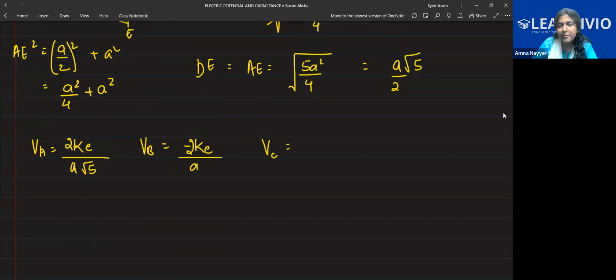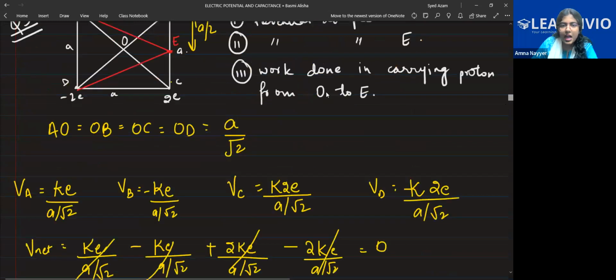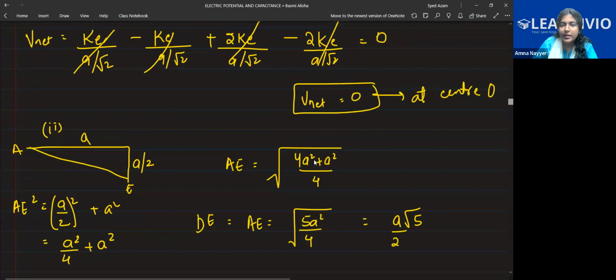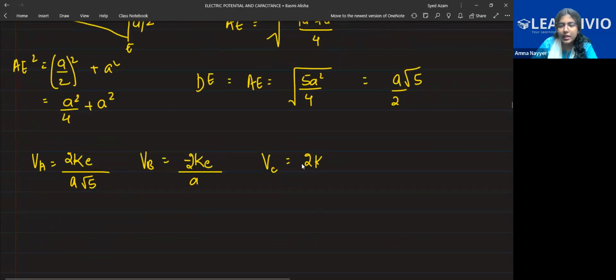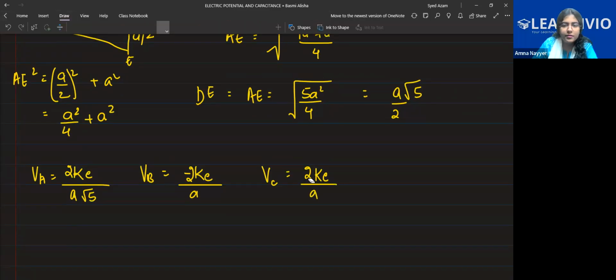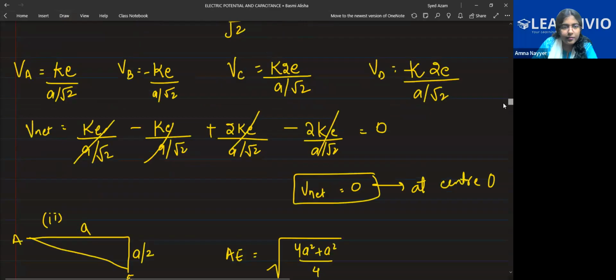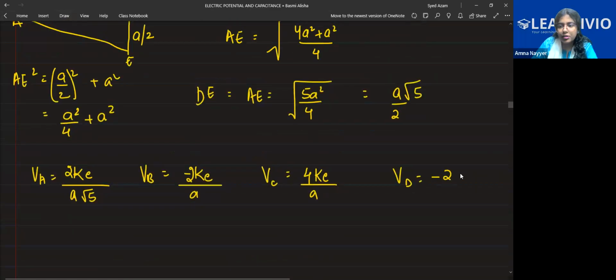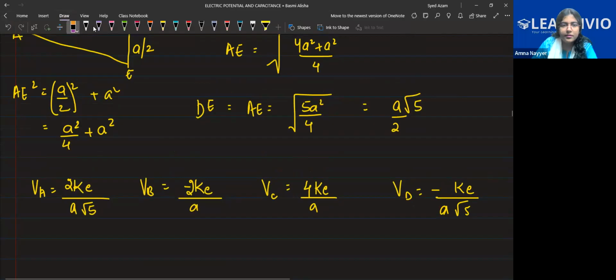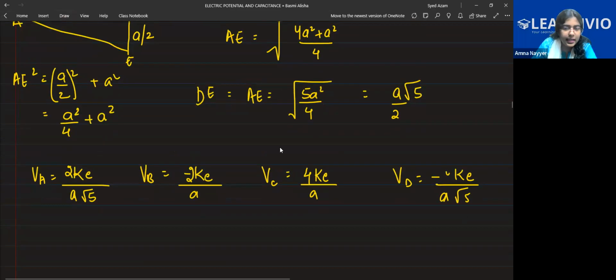VC is the same, sign is different. Charge is 2E. So VC is 2KE by A by 2, so it will become 4. And what about VD? Minus 2E. So this will become minus 2KE by A root 5, and then 2 will go up. Means this will also become 4. This is clear till here? Yes, ma'am.